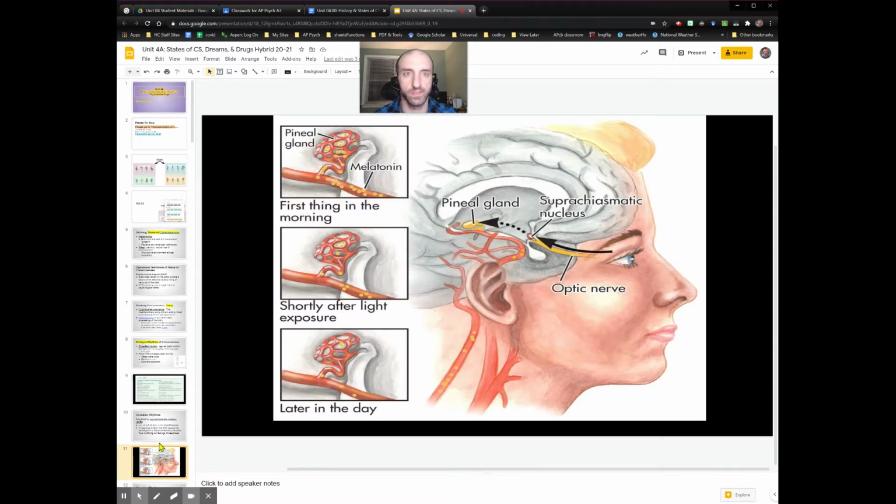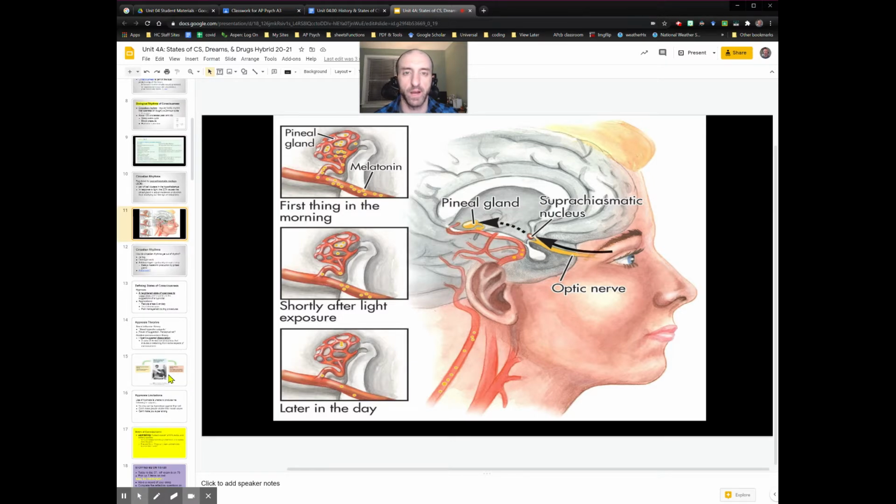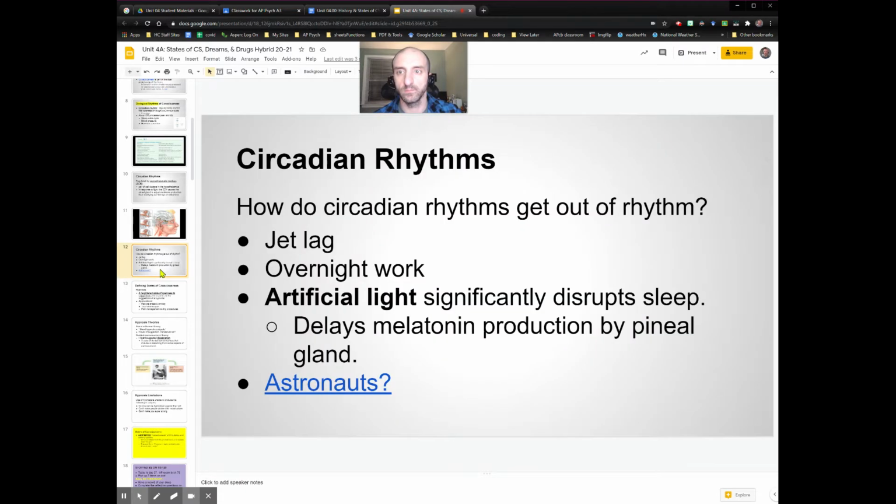And this is one of the main issues with modern artificial light. People used to go to sleep when the sun went down, and they used to wake up when the sun came up. But now we have artificial light, and that messes up that whole process for us. So here again, just some of the ways that circadian rhythms get out of whack.